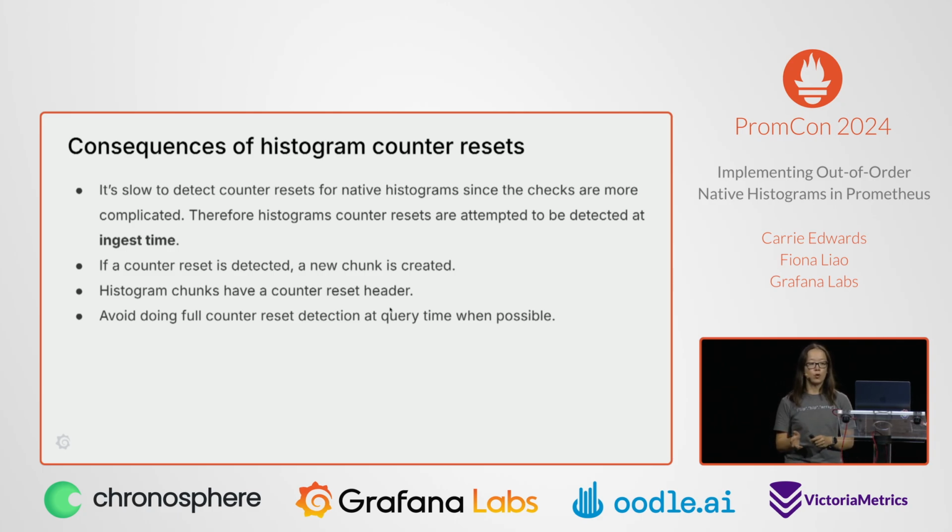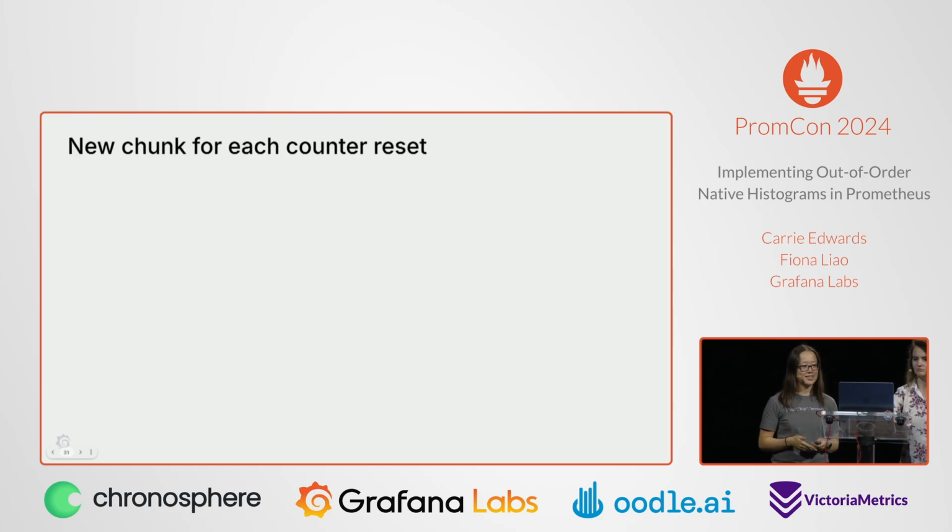So therefore, instead of doing it all at query time, Prometheus will attempt to detect counter resets for histograms at ingest time too. If a counter reset is detected, a new chunk is created, and histogram chunks have a counter reset header denoting whether the chunk was created because of a counter reset or not. This way, you know it's only possible for the first sample in a chunk to be a counter reset, or another way to put this is a counter reset can't happen in the middle of a histogram chunk. So the benefit of ingest time detection is that you don't need to always go through the internals of each histogram sample at query time to find the counter resets.